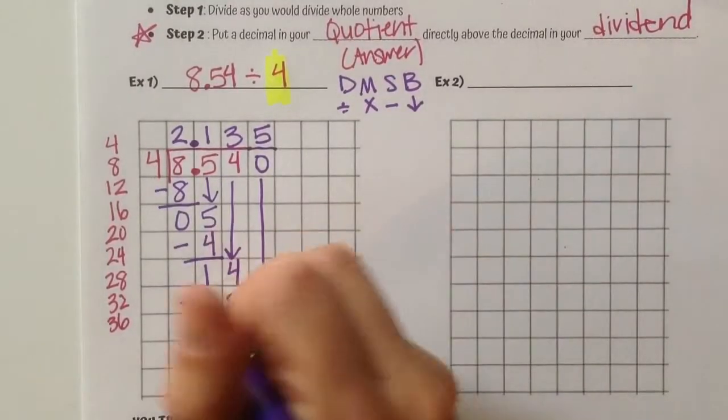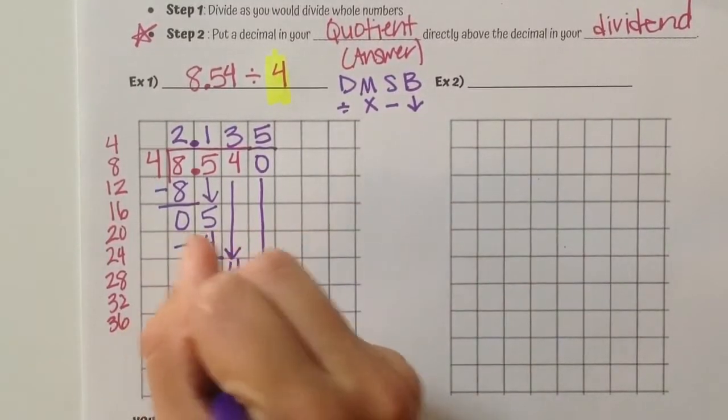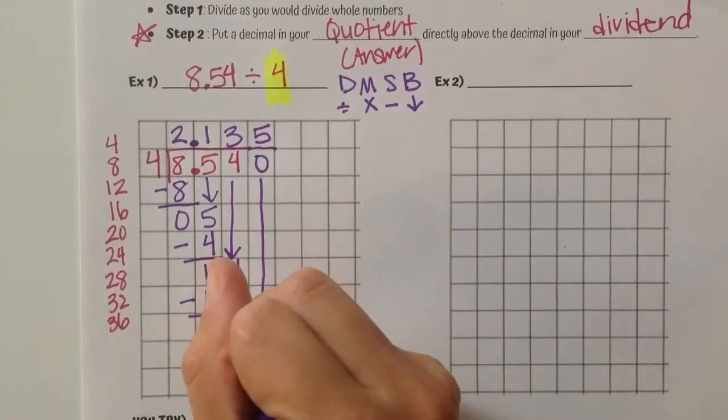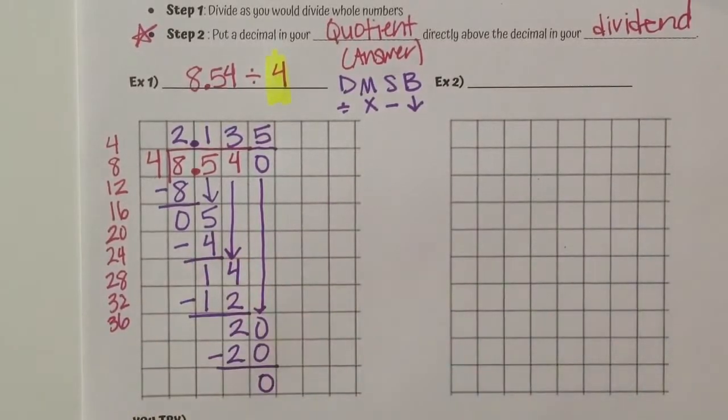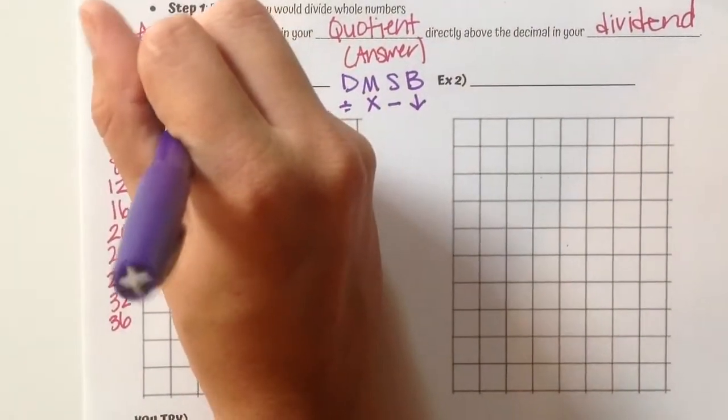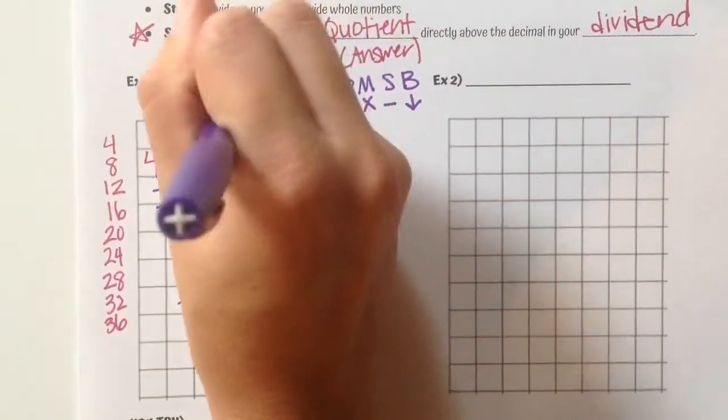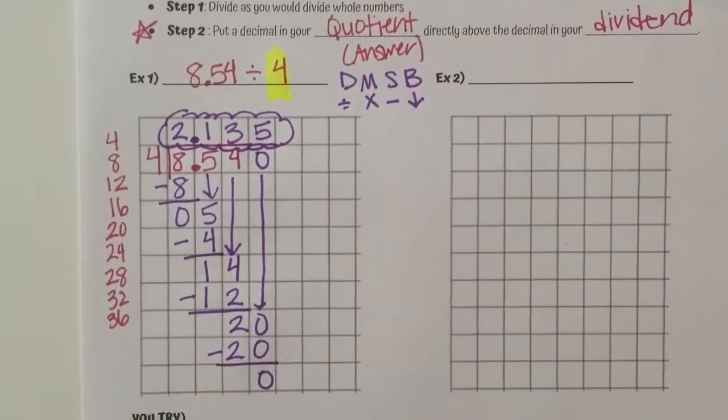Multiply. 4 times 5 is 20. Next step is to subtract. 20 minus 20 is 0. So now we have our remainder of 0. Our answer is 2 and 135 thousandths.